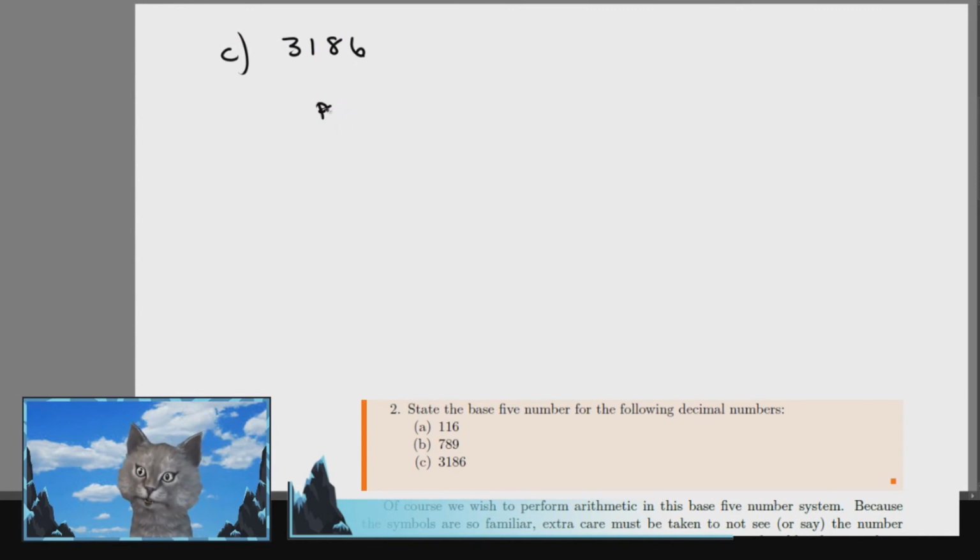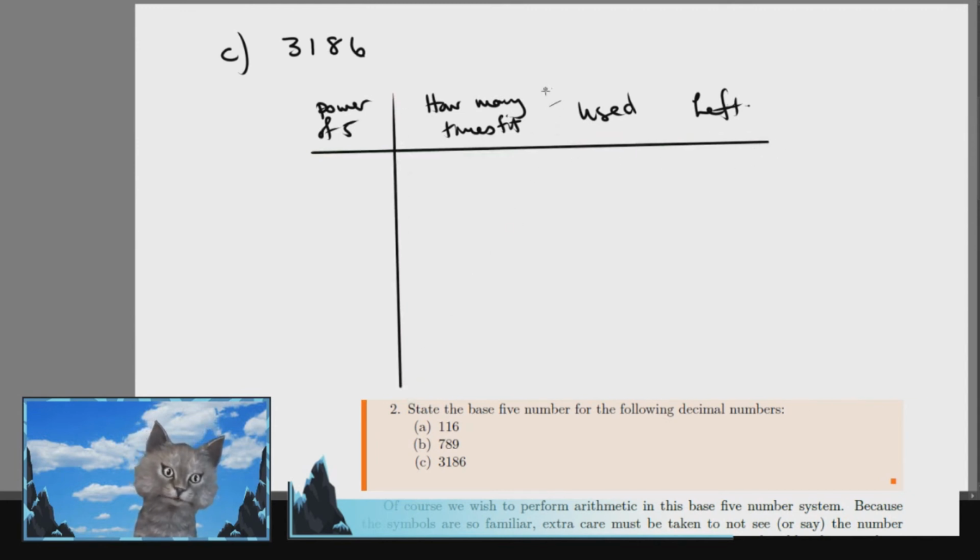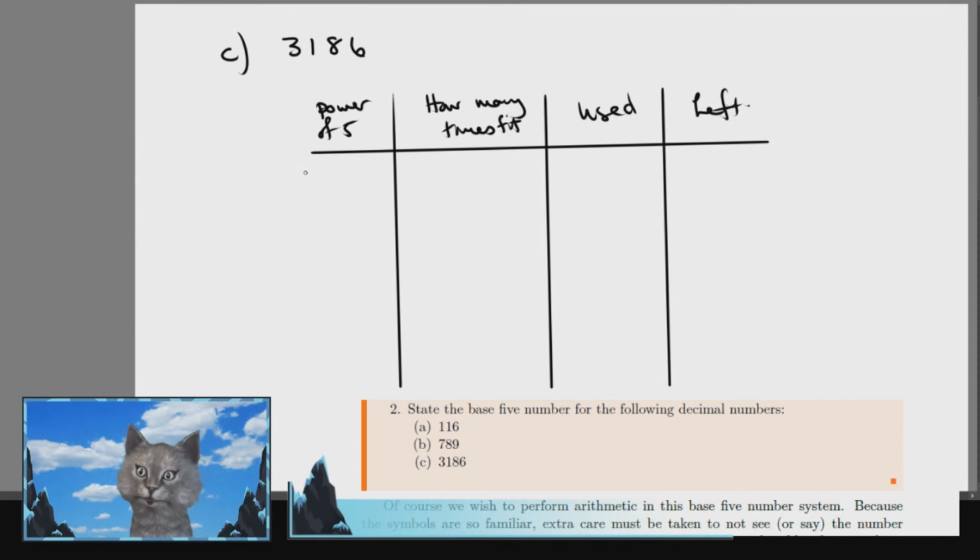But the nice thing about the table is nothing is going to change. I'm looking for powers of 5. How many times does it fit? What have I used when I fit some in? And what is left? Table doesn't change. So when I have a consistent method, it gives me confidence that you can give me whatever number you want. I know what I'm going to do. I'm just going to look for the largest power of 5, and we can check.